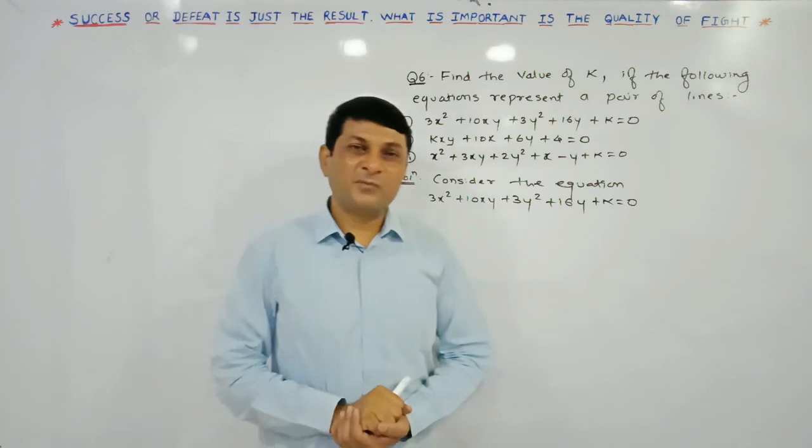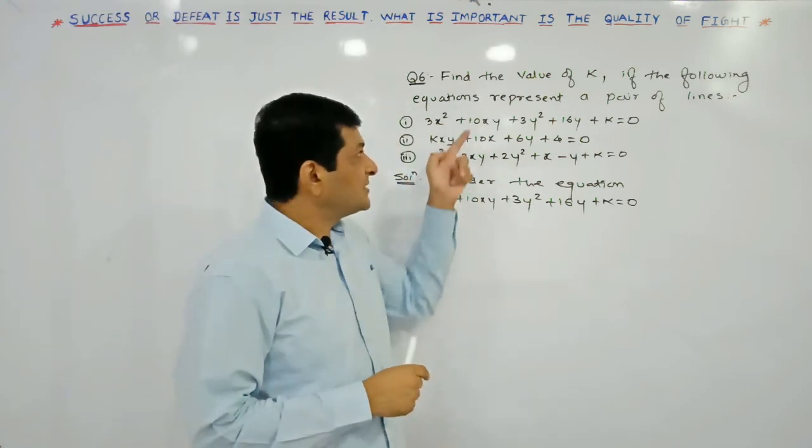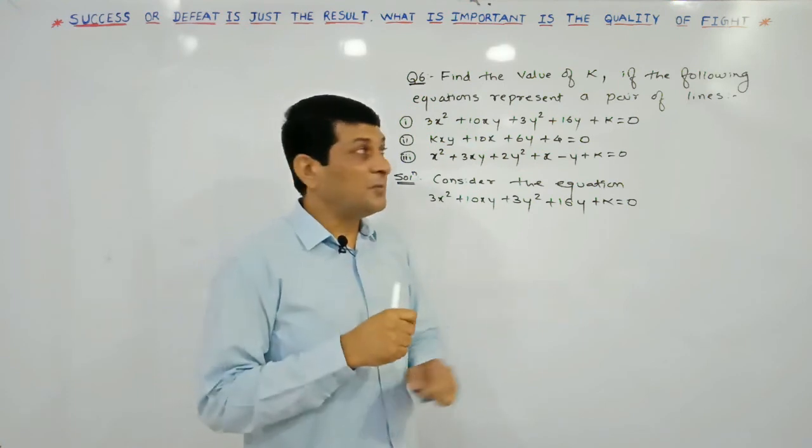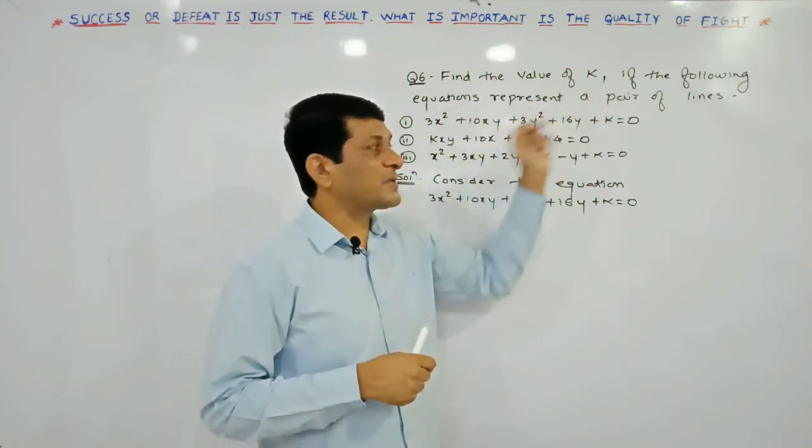Now see question number 4. In question number 4, a general equation of second degree in x and y is given to us, and this equation represents a pair of straight lines.